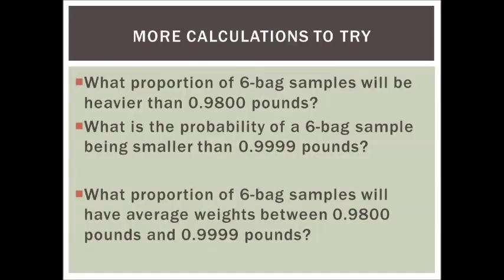Okay, I have 3 questions here. Here's what let's do. I want you to pause the video, and I want you to try to calculate the first 2 probabilities on your own. So the first one is, what proportion of 6-bag samples will be heavier than 0.98 pounds? And the other one is, what is the probability of a 6-bag sample being smaller than 0.999 pounds?